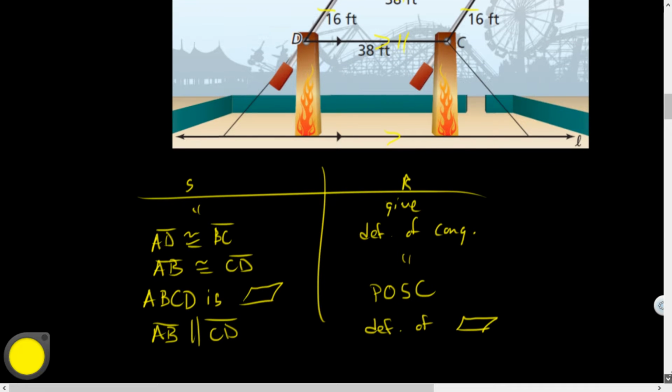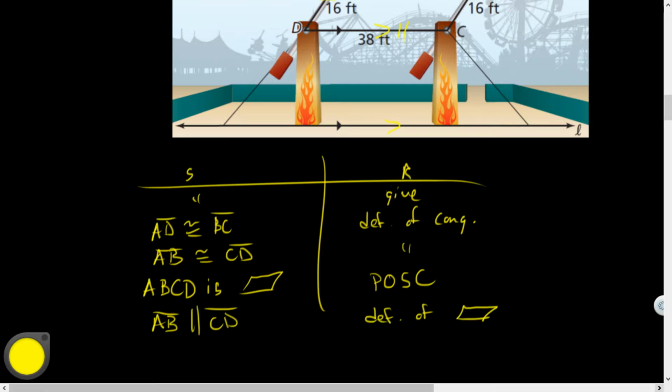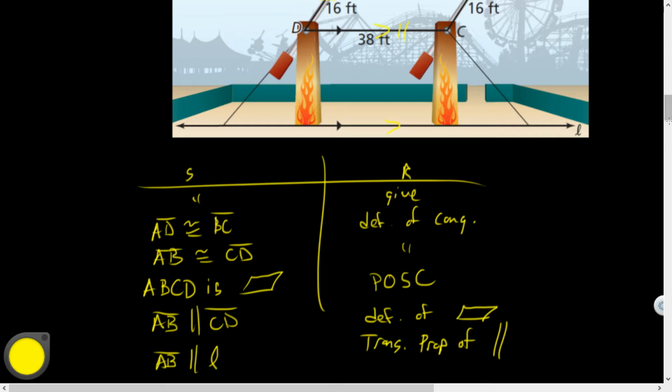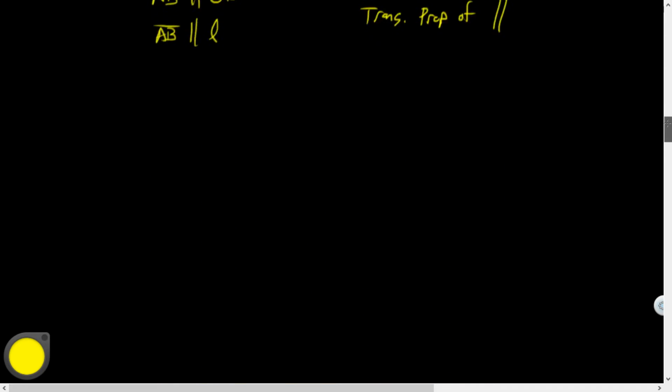And then, wasn't there a transitive property of parallel lines or something? Actually, that's literally what it's called. So I could say that AB is parallel to L. That's called the transitive property of, I'll just write the symbol, parallel lines. Bam! Like it. Excellent. Yeah, so we can now prove things are parallelograms and then put those facts to use.